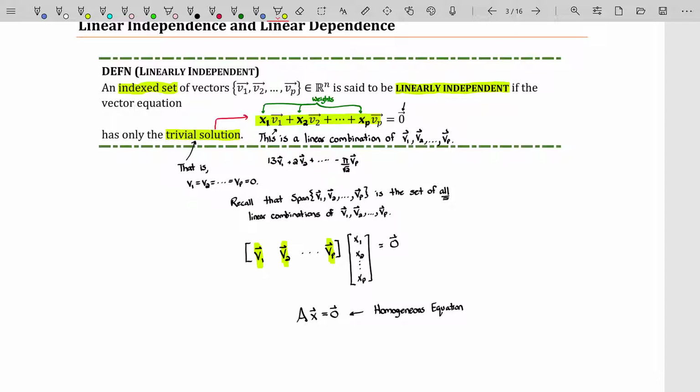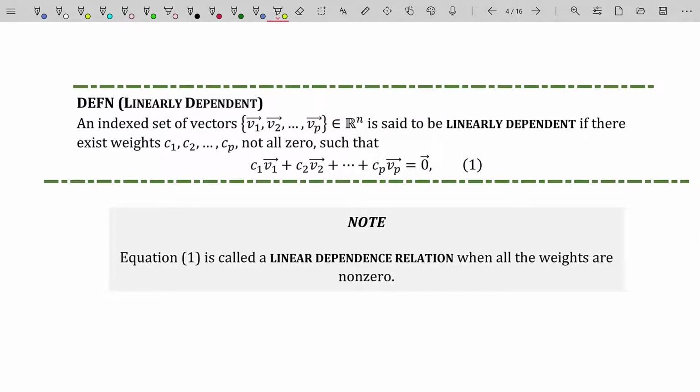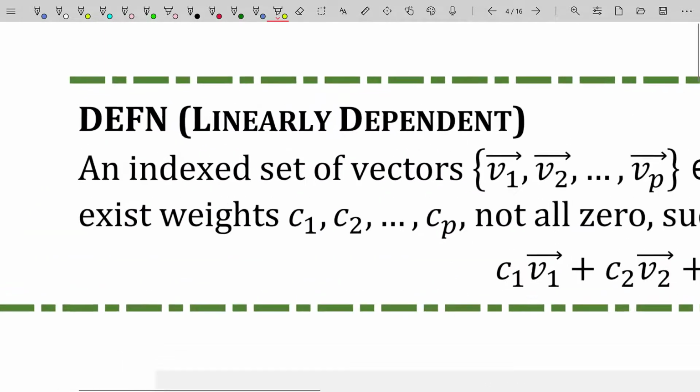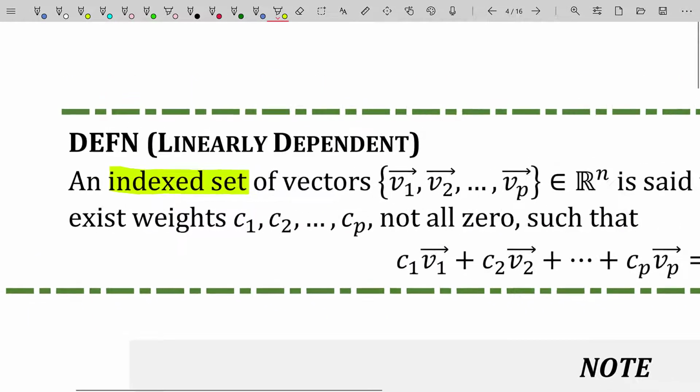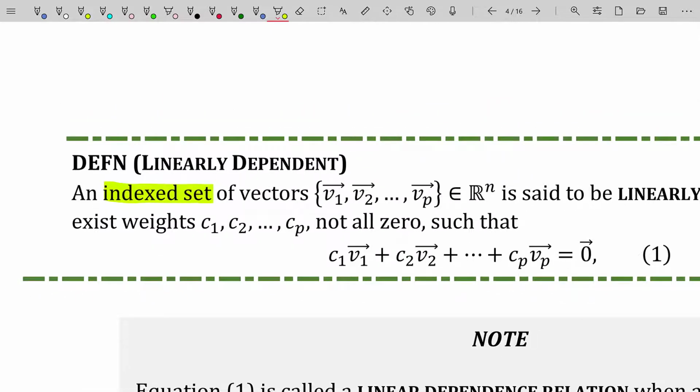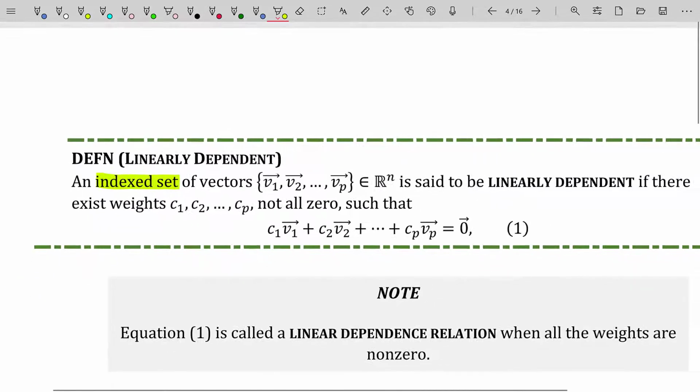Now let's take a look at the stepbrother to this definition. And that stepbrother is called linearly dependent, or linear dependence. So let's delve into this definition. Again, it starts with an indexed set of vectors, v sub 1 to v sub p in Rn, same kind of definition, but this set is said to be linearly dependent.